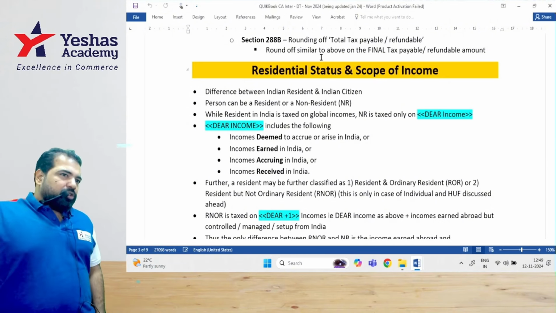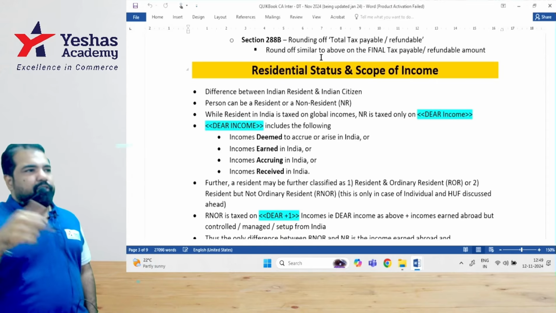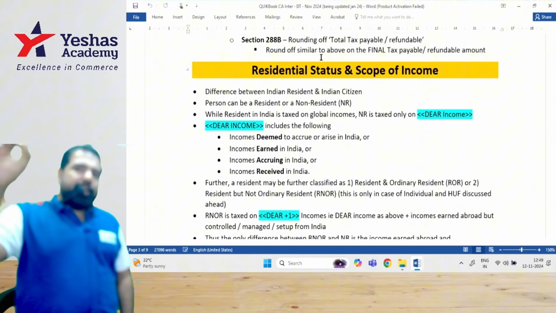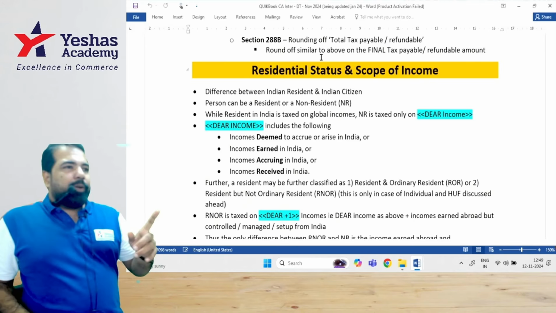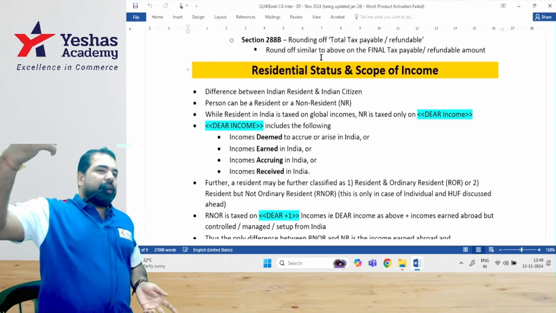And all others like partnership firm, etc. Their control and management, again, if it's in India, resident. If it's fully abroad, non-resident. And if it's partly in India, resident. The moment you see the word India, resident. Guys, as a government, do you want people to be residents or non-residents? Because residents, guys, mean more tax.